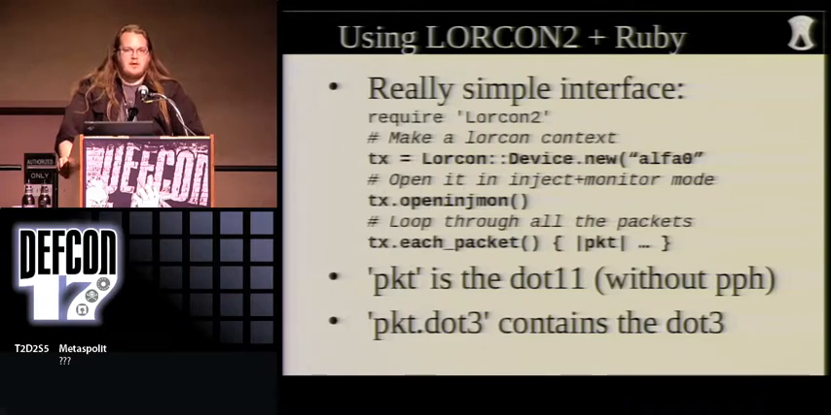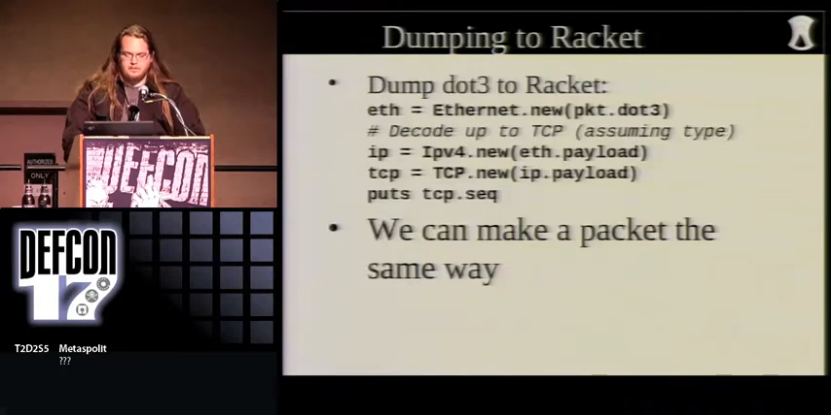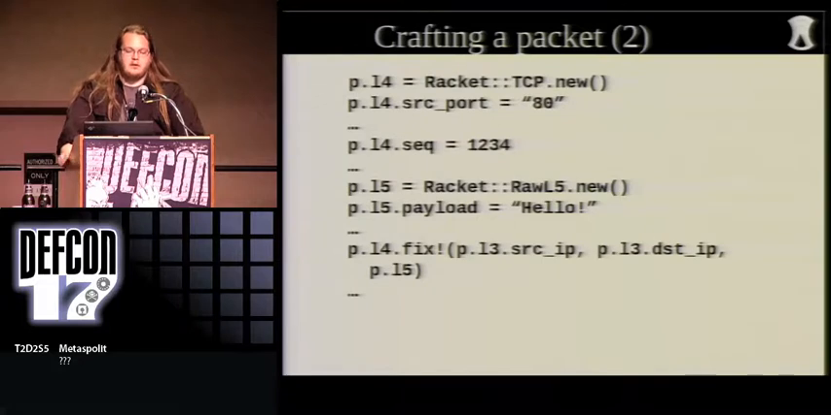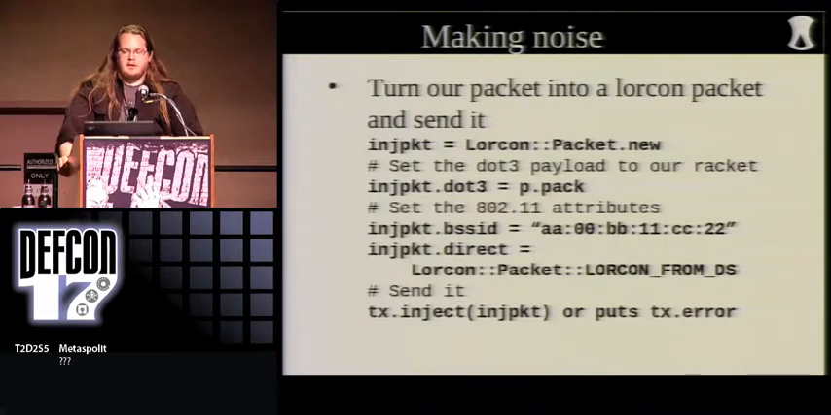You get the raw .11 as a byte stream in Ruby, or you get the .3, which is the data frames translated to look like Ethernet. So all the existing libraries that use Ethernet in Ruby, you can feed them wireless packets directly and decode them like it was a standard packet. So packet.dot3 gives you the Ruby, or either gives you the .3 translation. You dump that into Racket, grab the TCP sequence out of it, make packets the same way, create a new Racket packet, create the layer 2 stuff, create a TCP context, IP context in it, do whatever you want, put a payload in, and then you just turn it into a Lorcon packet.